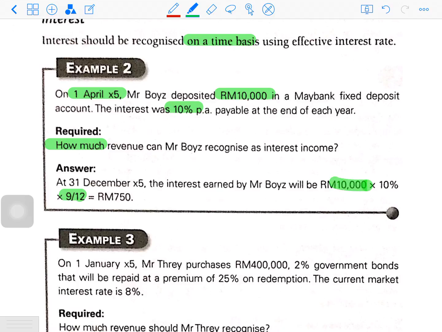So you have 10,000 invested at 10% yield and 9 over 12 on time basis. So the total amount is 750. So this is the amount of revenue recognized. Okay, amount of revenue recognized is 750, on time basis.